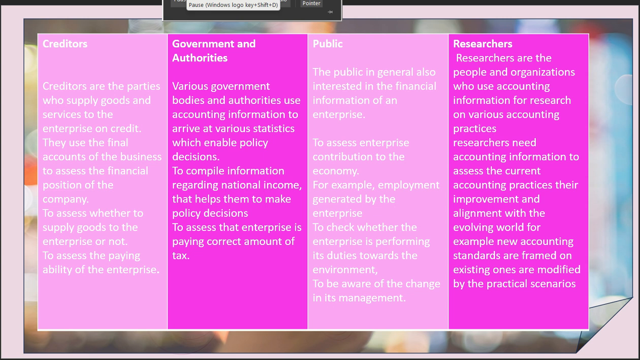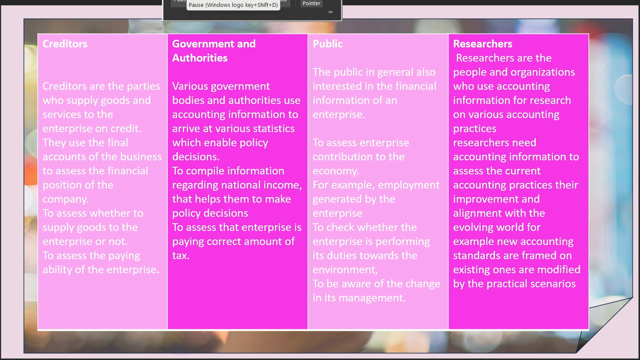Okay, next is the public in general, which is also interested in the financial information to assess the enterprise's contribution to the economy. For example, employment generation, to check whether the enterprise is performing its duties toward the environment or not, to be aware of the change in its management.